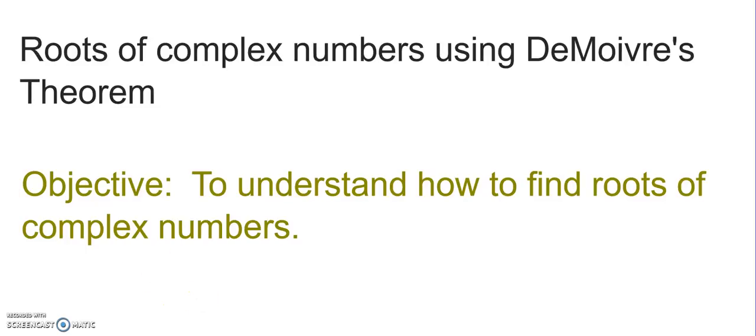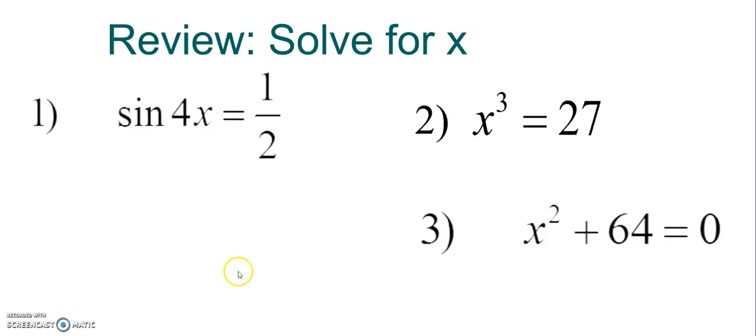Anyway, roots of complex numbers. All right, before we get into the roots of complex numbers, I want you to recall how to solve these types of equations. So solve sine 4x equals 1/2, x cubed equals 27, and x squared plus 64 equals 0. So pause the video and solve each of those. Unpause when we're ready to discuss.